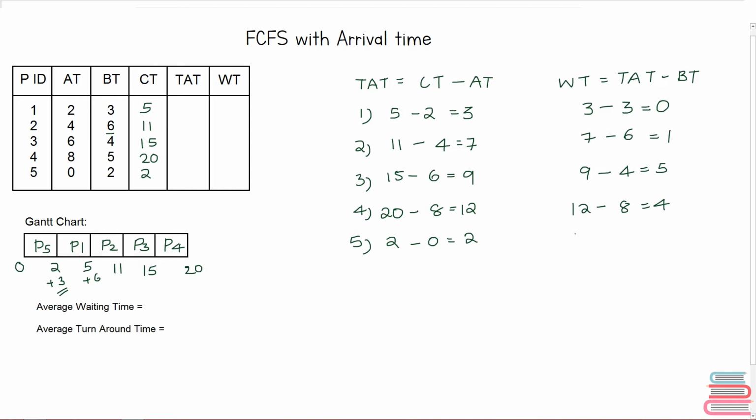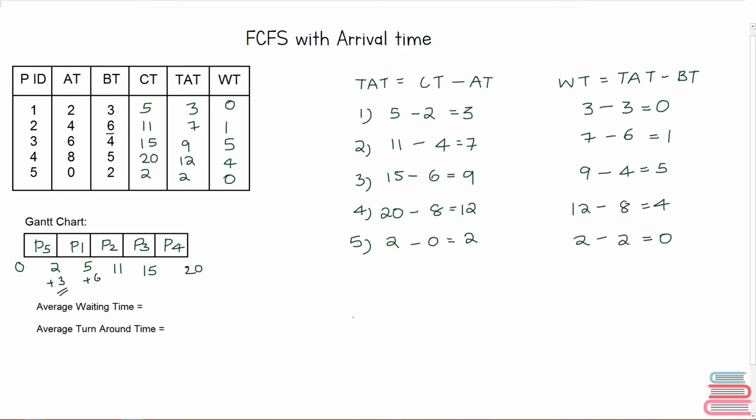And for process 5, the turnaround time is 2 and the burst time is also 2. Hence the waiting time is 0. Let's fill the table. The turnaround times are 3, 7, 9, 12, 2, and the waiting times are 0, 1, 5, 4, 0.